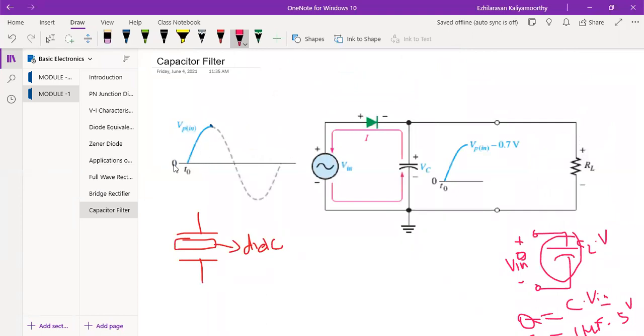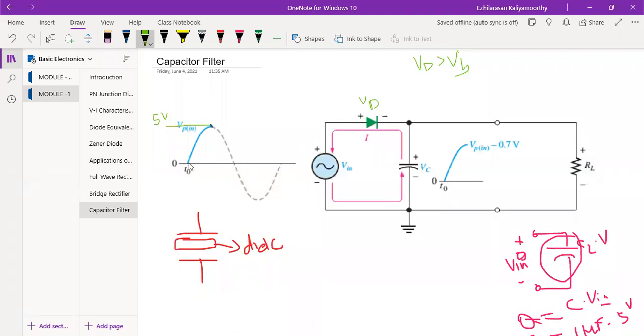You assume the minimum is 0 and the maximum is, for example, 5 volt, so I'm giving 0 to 5. This will be your diode. Now the diode voltage VD: the diode will work always when VD is greater than VB. That is the barrier voltage.